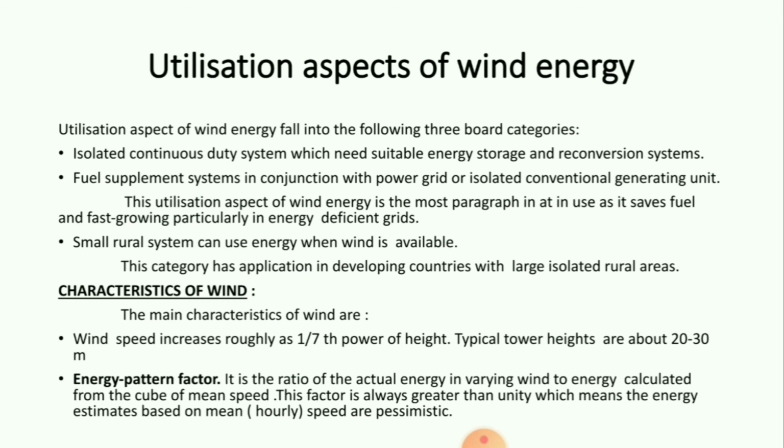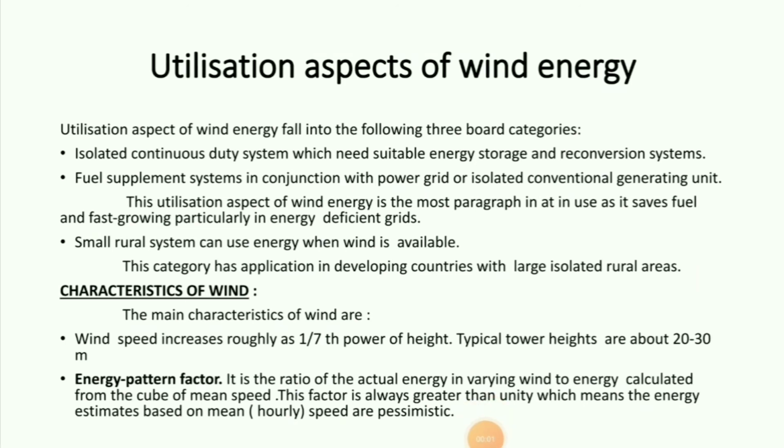This utilization aspect of wind energy is the most predominant in use as it saves fuel and is fast growing, particularly in energy deficient grids. Number 3, small rural systems which can use energy when wind is available. This category has application in developing countries with large isolated rural areas.